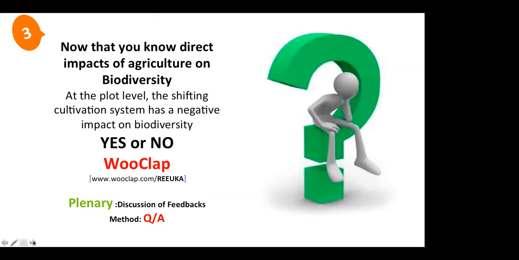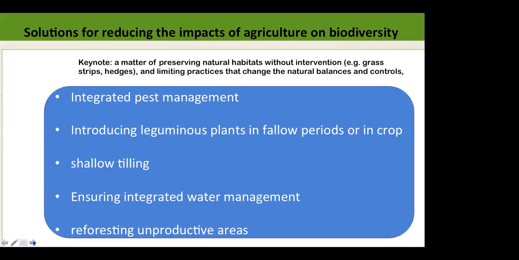Solutions of agriculture on biodiversity. There you have the IPM, integrated pest management. You only use herbicide or this chemical when it is strictly required. If it is not required, you may never use it.